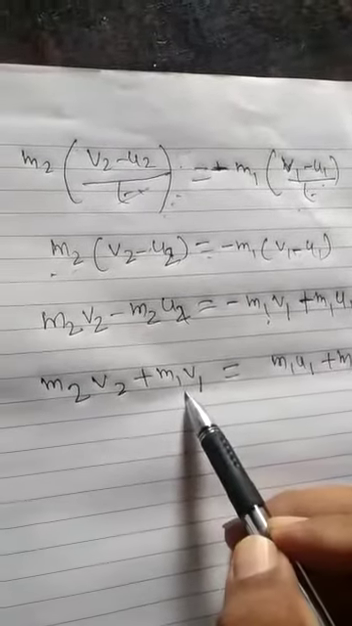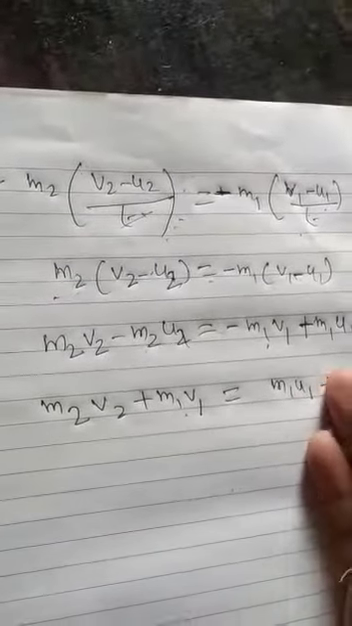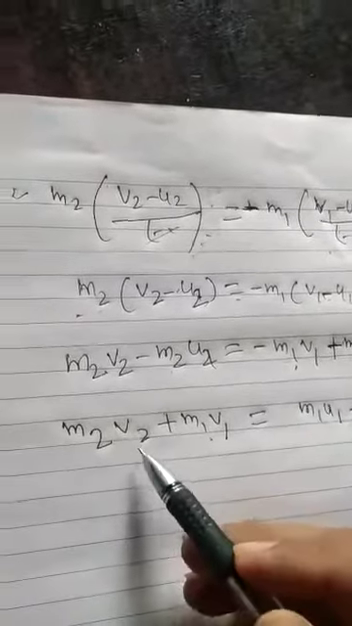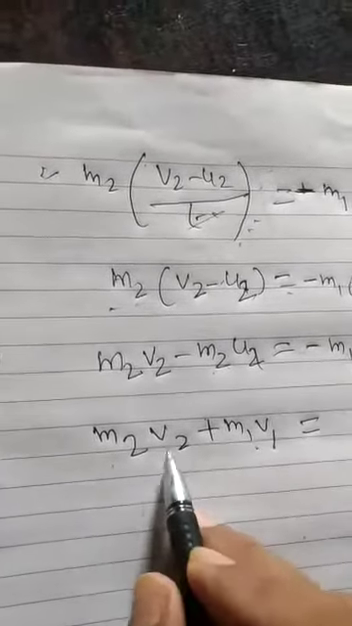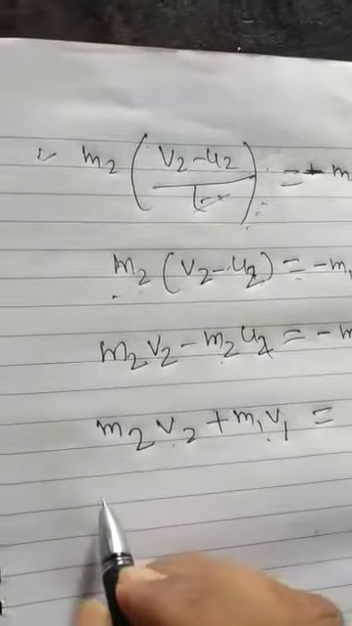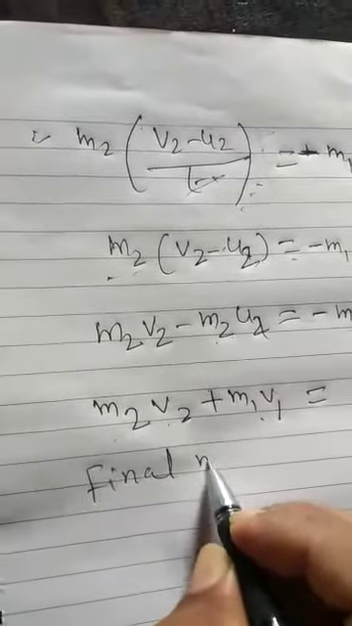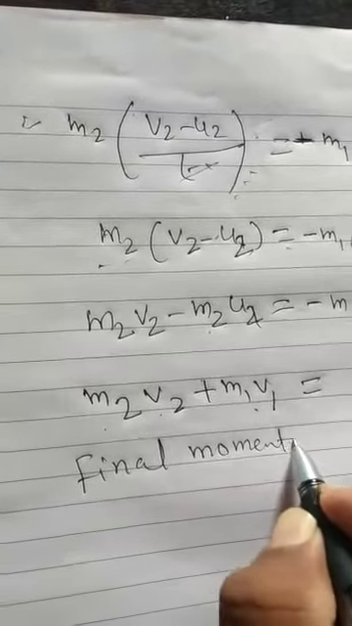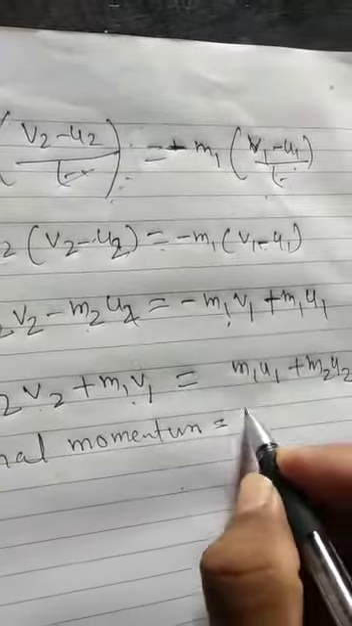Take this term to another side, the initial velocity terms on one side and the final velocity terms on the other side. That means m2 v2 plus m1 v1 is the final momentum. Final momentum is equal to initial momentum.